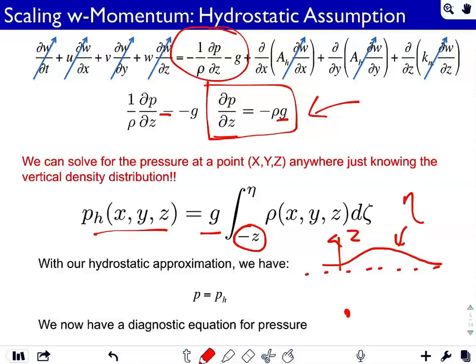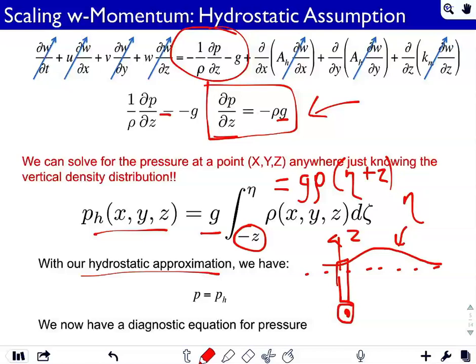This is just our hydrostatic equation. That's all it is. It's a hydrostatic approximation. It tells us the pressure at any point in the fluid is given only by the pressure coming from the weight of the fluid above that point, which we're integrating over the density field to get that. If the density is constant, we can pull it out of the integral, and we have G rho times the depth of the water column above that point, which is equal to eta plus Z.